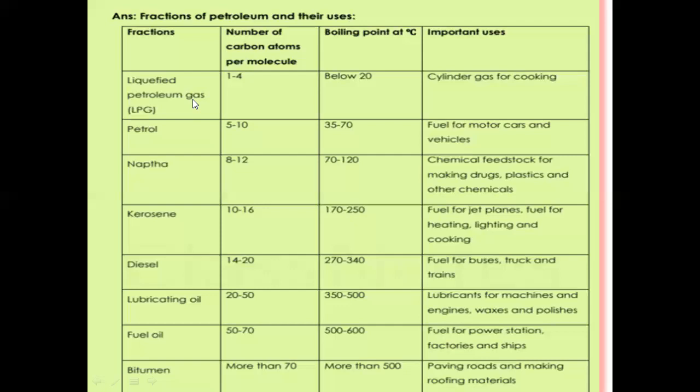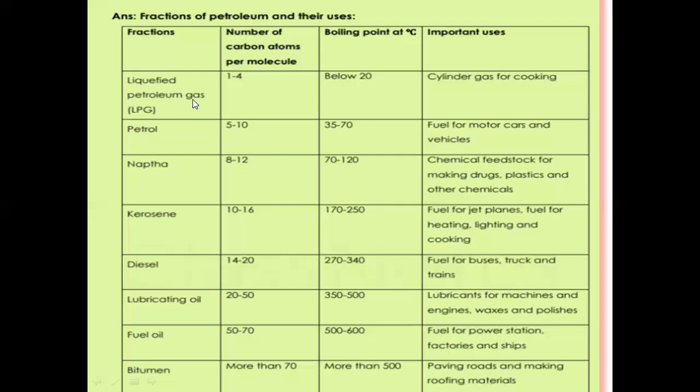Petrol, which is also called gasoline, contains 5 to 10 carbon atoms, and their boiling point is from 35 to 70 degrees centigrade. And we use petrol as fuel for motor cars and vehicles. Then naphtha contains 8 to 12 carbon atoms, and their boiling point is 70 to 120 degrees centigrade. Fuel for jet planes, fuel for heating, lighting, and cooking all comes from kerosene.